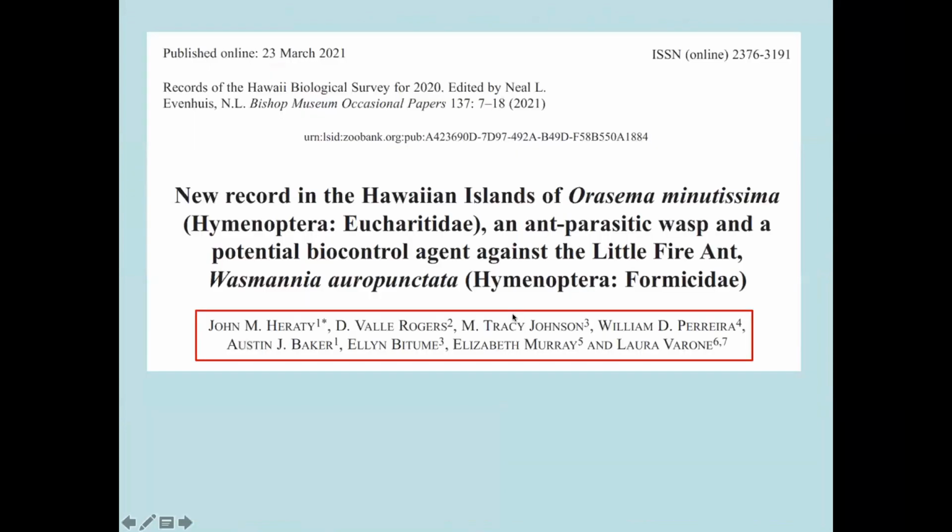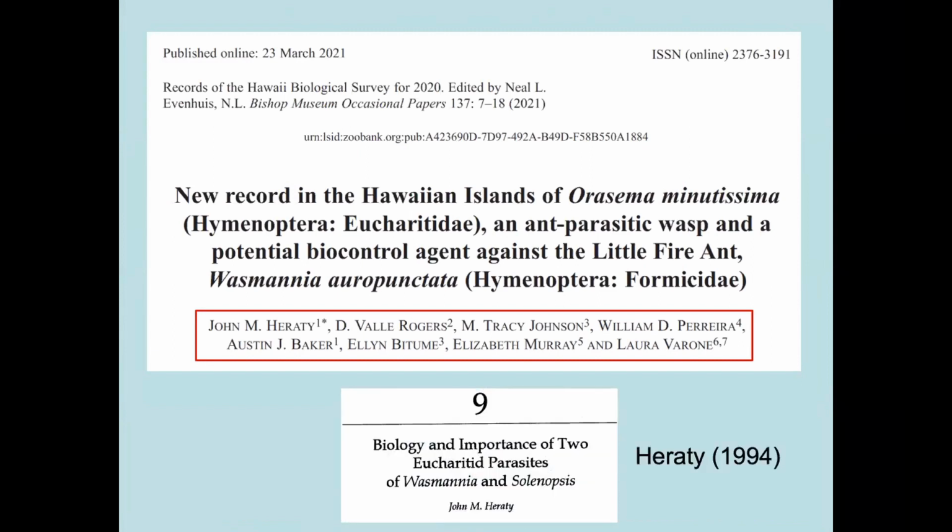So all of this came out in a recent paper in the Bishop Museum Occasional Papers. And I want to again thank a lot of the people on here that were helpful in gathering all of this information. So Vail Rogers, Tracy Johnson, Bill Pereira, and my grad student, Austin Baker, Ellen Bitume, and one previous grad student and one previous collaborator. Anyway, so this is what we know about Hawaii.